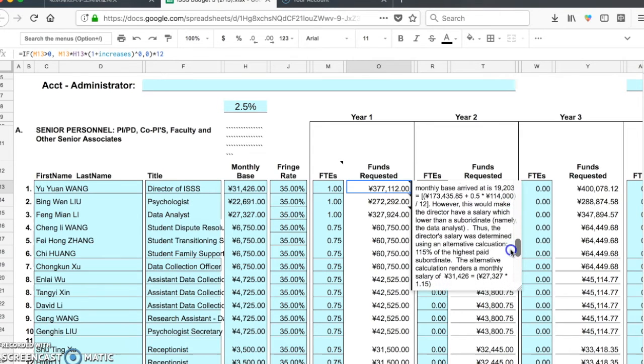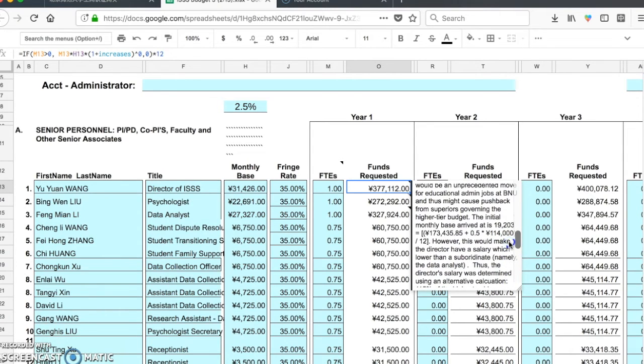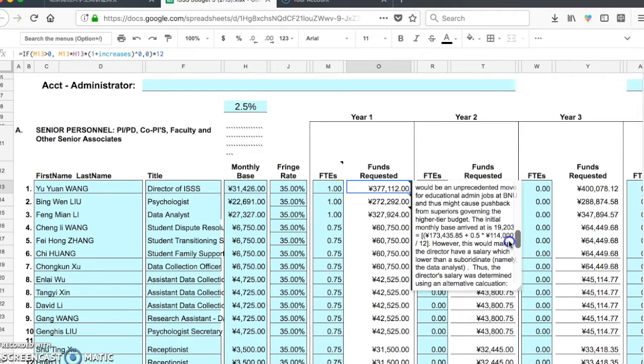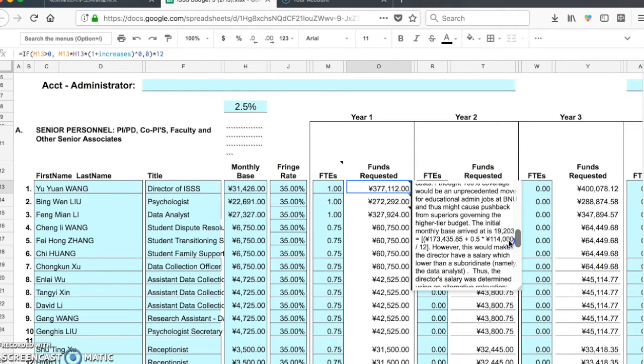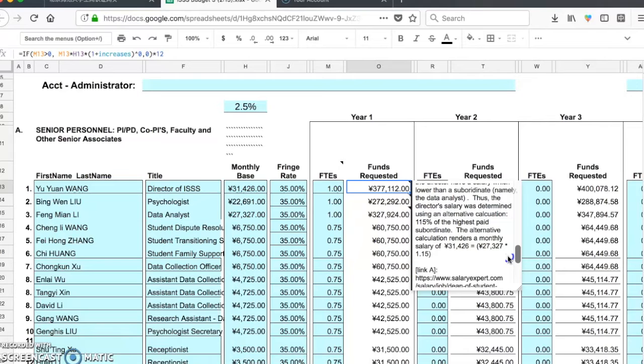Okay, so we went through all the same type of formulas. And then in the end, I arrived at a monthly base salary of 19,203. Well, that's less than the salary of the psychologist and the data analyst. And my rationale is that the director of the organization shouldn't be making less than his or her subordinates. So, and I wrote that here, I changed the salary. I based it instead on the highest paid subordinate, and the highest paid subordinate in this case would be the data analyst.